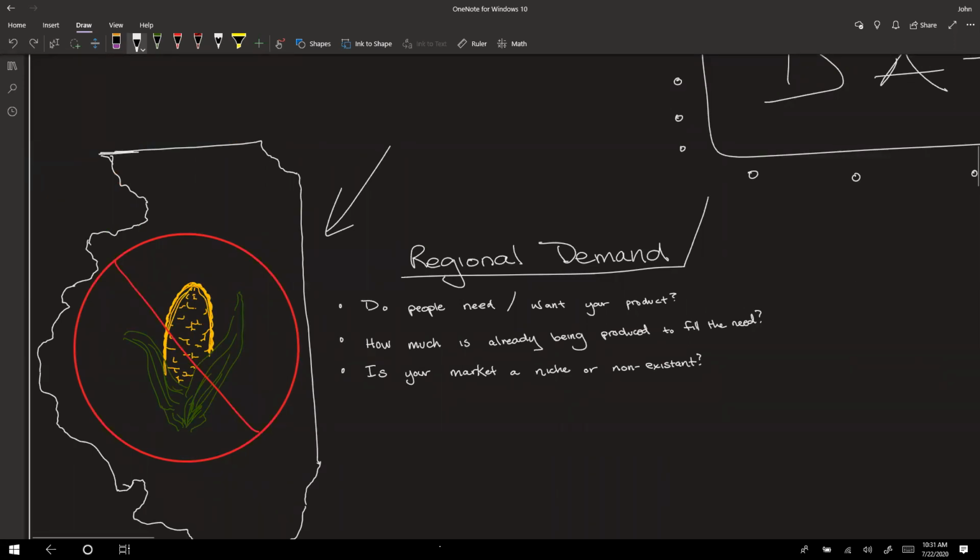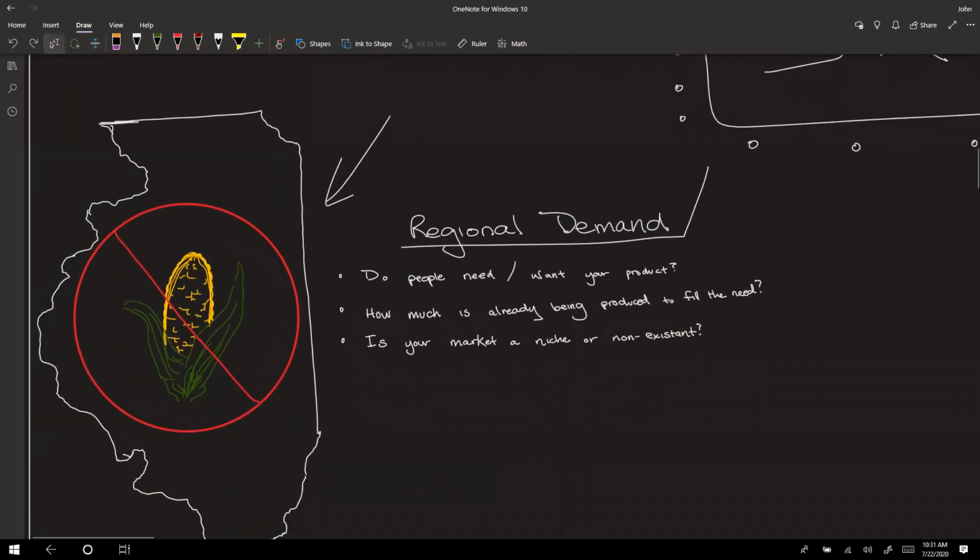So you have to understand what the needs are of your customers, right? Because if a huge part of Illinois is already making and selling corn in corn towns, like Peoria or something like that, you're not really going to find anybody who wants to buy corn because it's already fully saturated, like we talked about before.